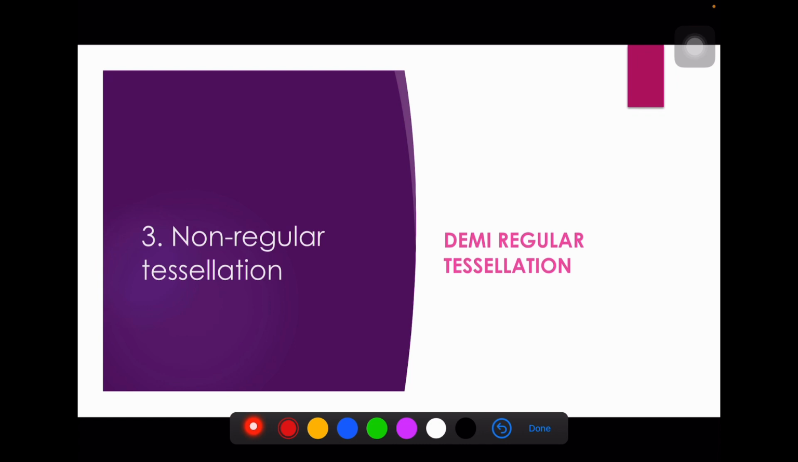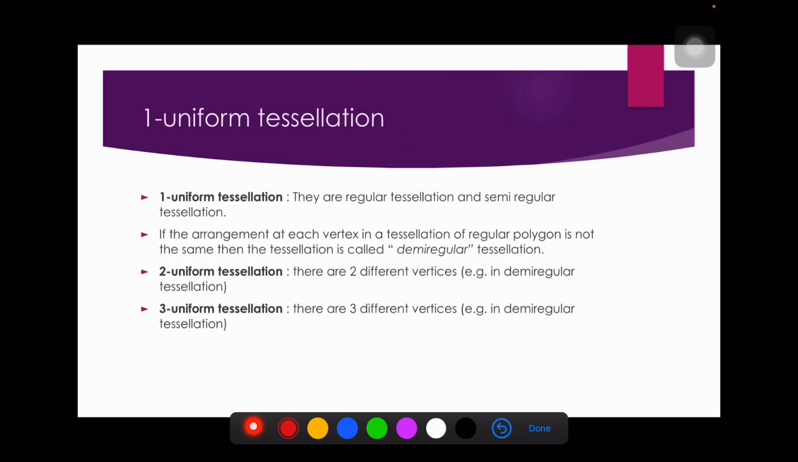Number 3 is non-regular tessellation. So we call this demi-regular tessellation. We have one uniform tessellation, which means they are regular tessellation and semi-regular tessellation. So if the arrangement at each vertex in a tessellation of regular polygon is not the same, then the tessellation is called demi-regular tessellation. And then we have a 2 uniform tessellation, which means there are 2 different vertices.